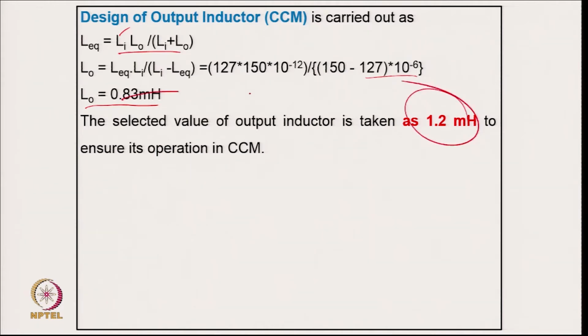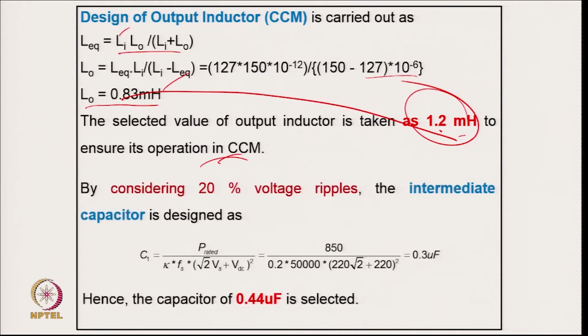It should be lower than this value; selecting higher than this would make it operate in continuous conduction mode. Of course, you can select only one component to make a discontinuous mode of operation, considering the 20% voltage ripple across the intermediate capacitor.